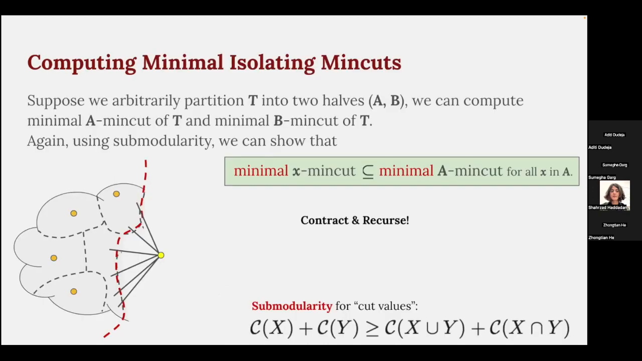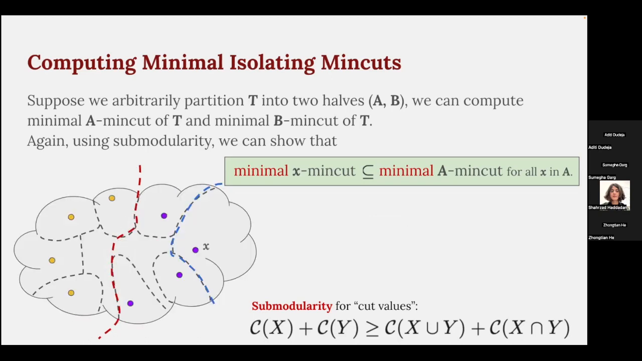Go back for a second. When you talk about an A min cut, it is not necessarily a global min cut, is that right? Not necessarily, and not necessarily a standard min cut either. It's not necessary that an A min cut is a standard min cut. So isolating min cuts may not be standard min cuts.